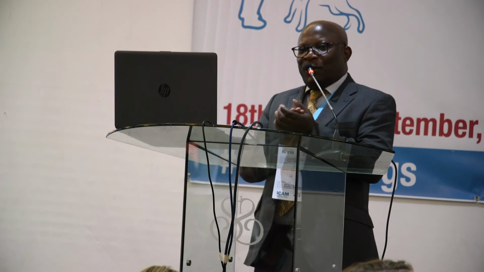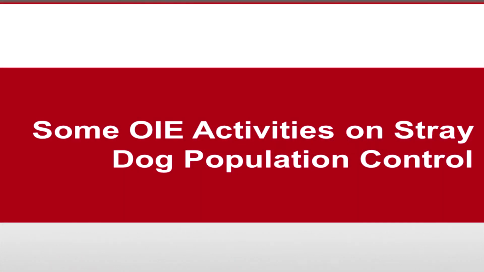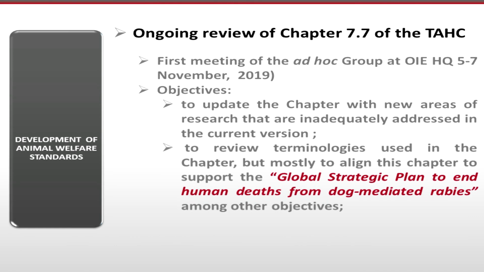So what are we doing at the OIE? I've given you the tools that are available. I'm just going to highlight for you some of the activities that we are doing. Development of animal welfare standards, okay? I've already told you we are doing that. Right now, we are reviewing this chapter 7.7, okay?